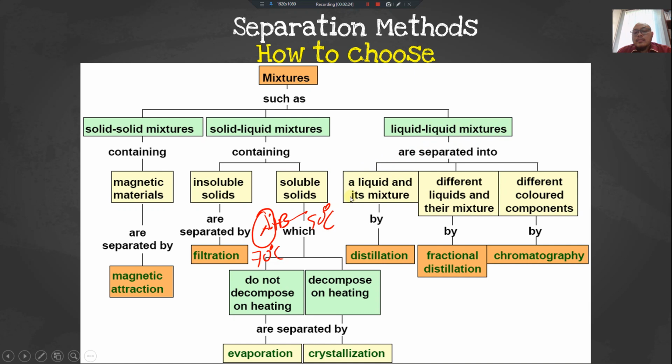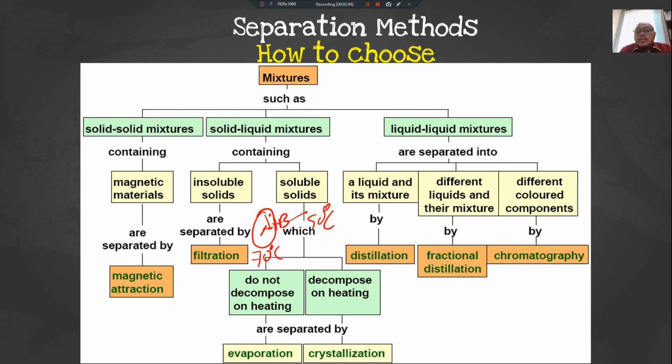Then the next one, if let's say you have a liquid mixture, you can use distillation. For different liquids and their mixture, you can do fractional distillation, or you can separate them into different colored components using chromatography. So a lot of things. If you look over here, if the mixture is liquid and is a mixture, you can use distillation.